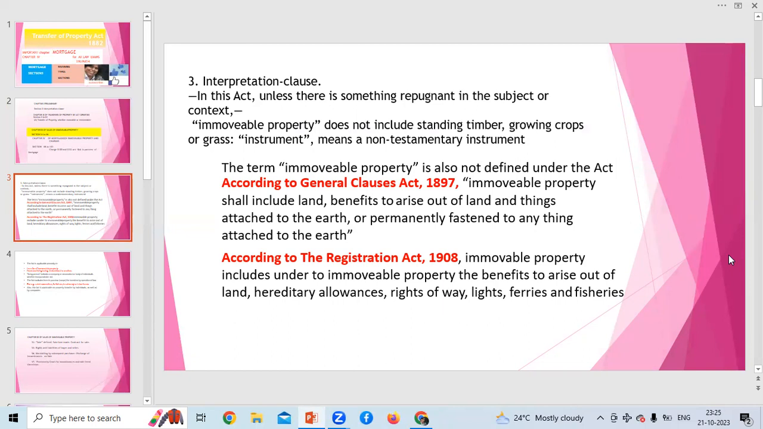1897. So we have to refer to the General Clauses Act 1897: immovable property shall include land, benefits arising out of land, and things attached to the earth or permanently fastened to anything attached to the earth. And according to the Registration Act 1908, immovable property includes benefits arising out of land, hereditary allowances, rights of way, lights, ferries, and fisheries. So these are 3 different Acts talking about immovable property. The Act we are now on is the interpretation clause of the TP Act. So this is negative, and these terms we have considered in this. I just wanted to show you this.